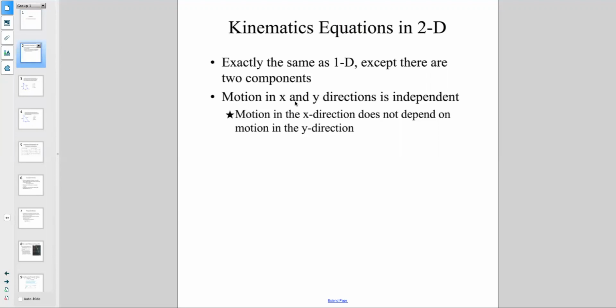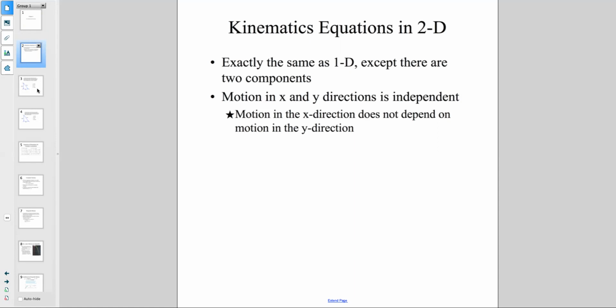You have an x component that is totally independent from the y component, right? So for the kinematics equations in 2 dimensions, there's no difference between 2 dimensions and 1 dimension, and you can break those apart into their components along x and along y, and that way x and y are independent, and you can work in each direction.